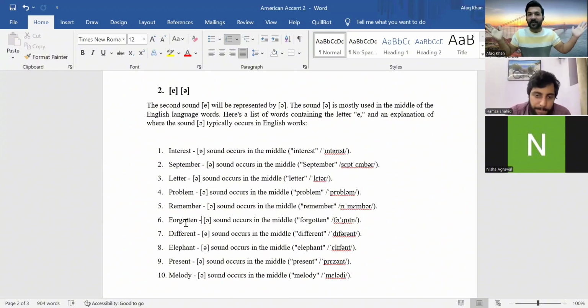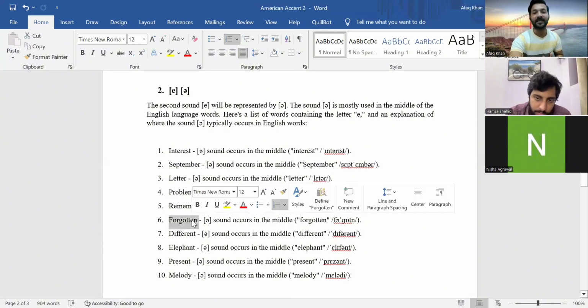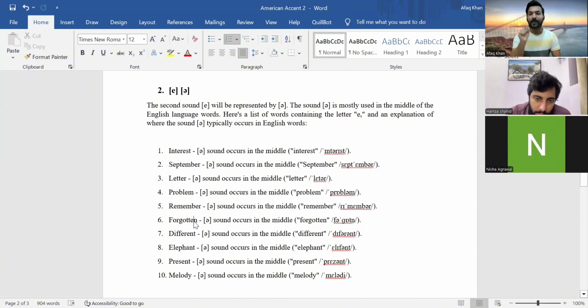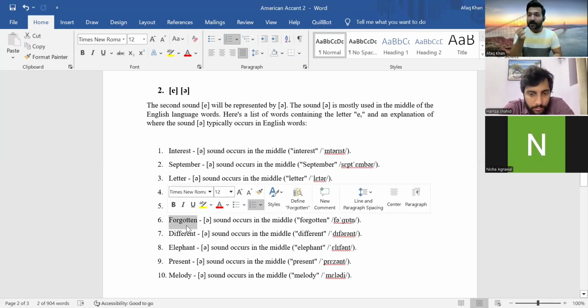What are we studying here? We're studying the letter E. So we have to focus on the letter E in the word, not any other letters. We're not dealing with the other letters right now. So have a look at this E. Where does the letter E occur in this word? Could you please tell me, Hamza? Forgotten. Yeah, I guess it's in the middle of the T and N.